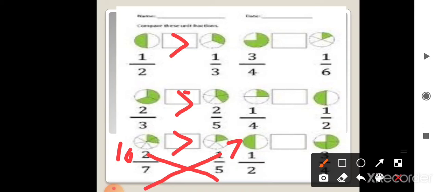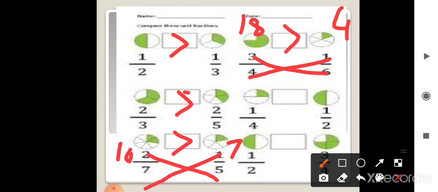Here we have 3 over 4 and 1 over 6. Also cross multiplication. 1 times 4 equals 4, and 3 times 6 equals 18. So 18 is greater. Here we have two fractions with the same numerator, 1 and 1. 1 over 4 is a quarter, 1 over 2 is a half. So 1 over 2 is greater.